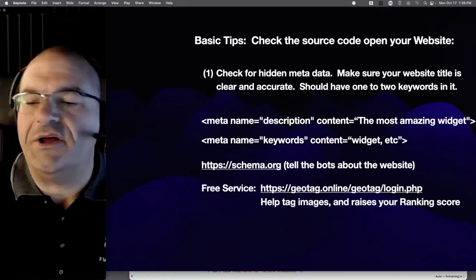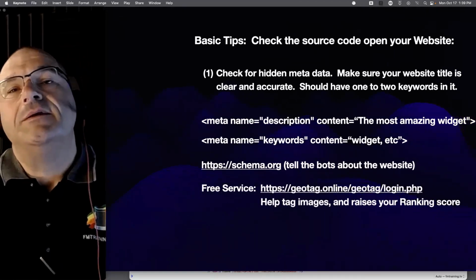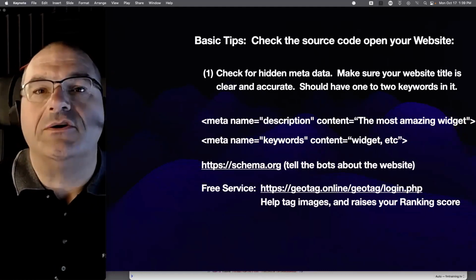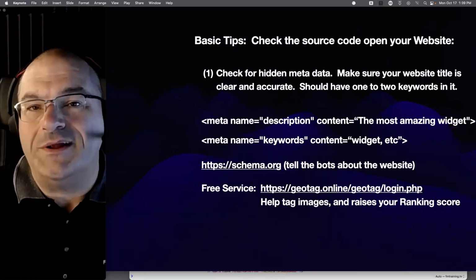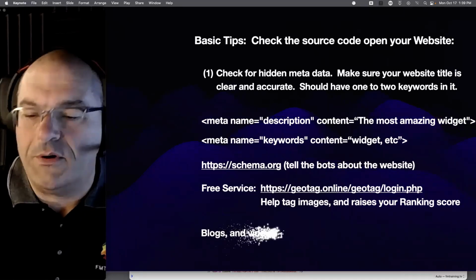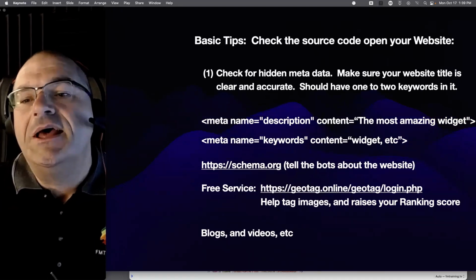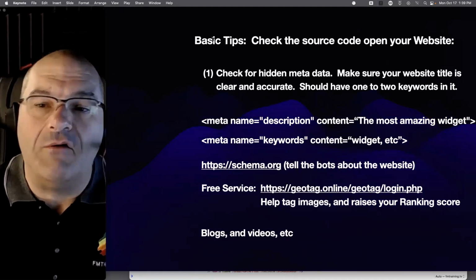Now, there's some other stuff in here about making sure that a lot of people put images on their website, and you may or may not want to geotag your lat-long on there, but you definitely want descriptions in there, or the alt description in your images, things like that. These are all important things. And then also along the way, you want to create blogs and videos that will help you if you get involved with an SEO person.